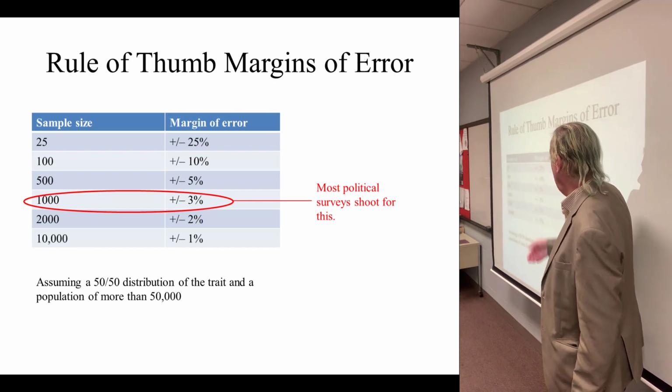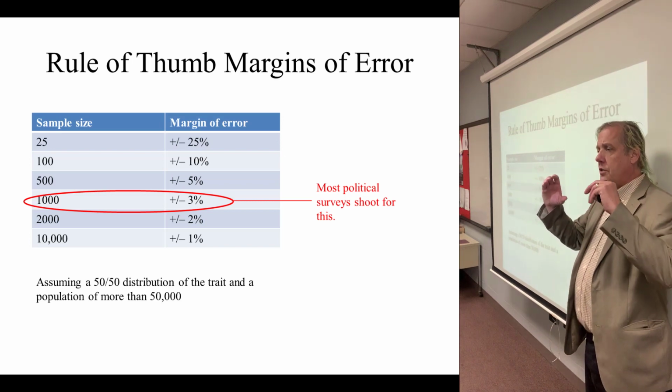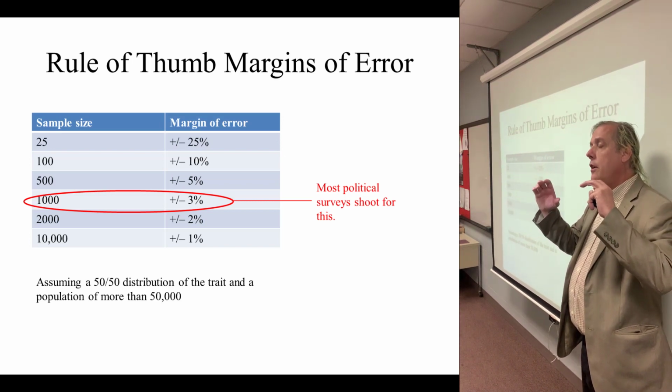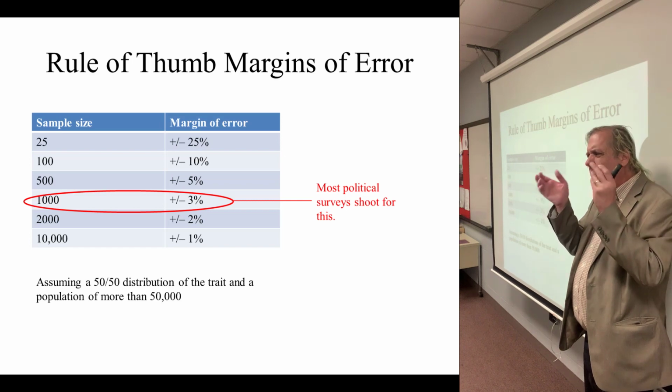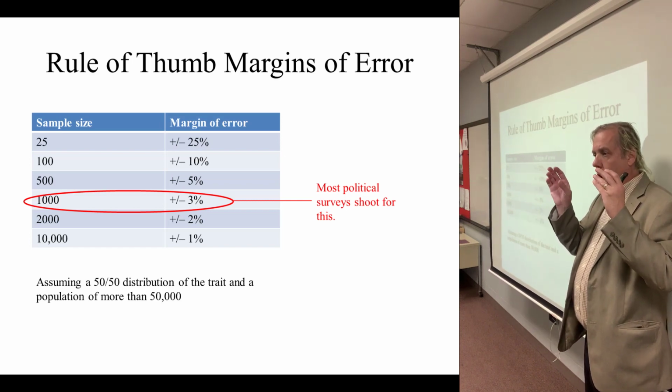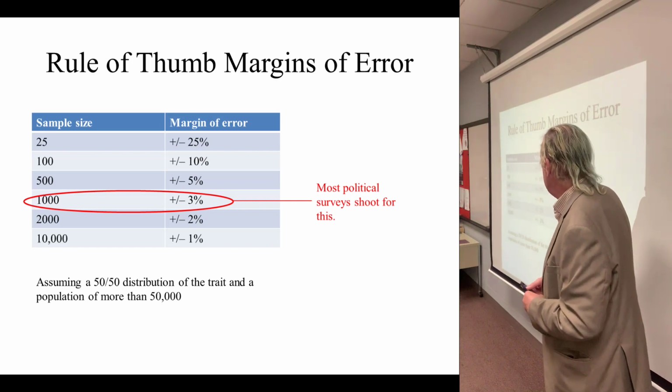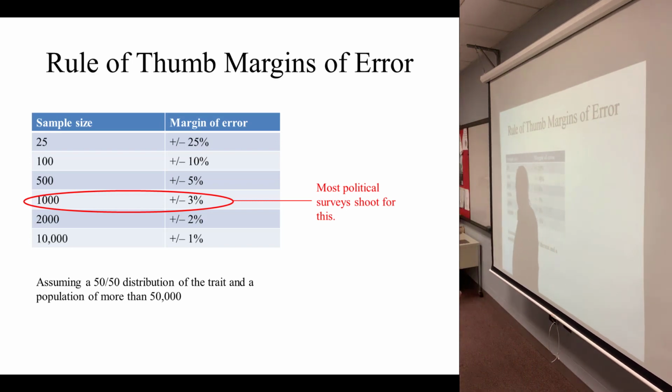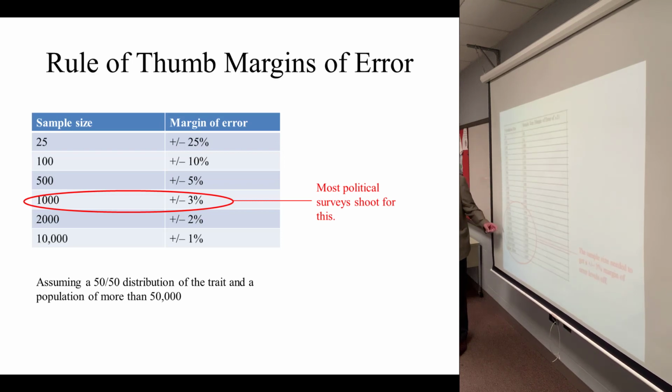The other thing is that sample size is easier to guess if you know that the split is close to 50-50. Given those two assumptions, we can say that a sample of 1,000 individuals gives us a plus or minus 3% margin of error, right? Am I doing this right? Yes, I am. And this is what most statistical surveys, most political surveys, will shoot for.